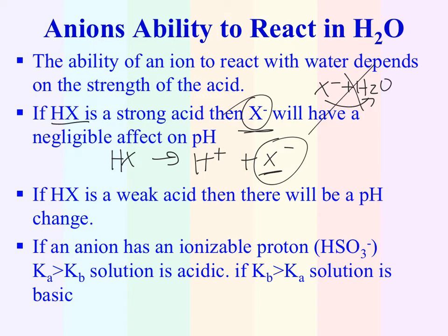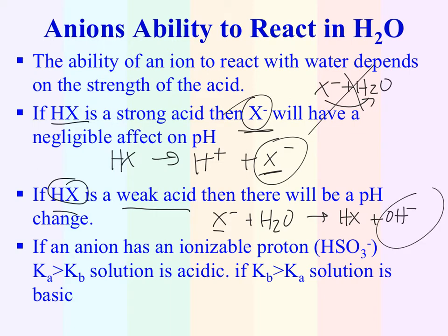On the other hand, if the anion that's produced is sourced from a weak acid, then there will be a pH change. In the case where the anion is sourced from a weak acid, you produce a conjugate base that is capable of behaving as a base in solution, and what you end up with is the following. So you're going to change your pH because you're putting ions that affect pH into solution.